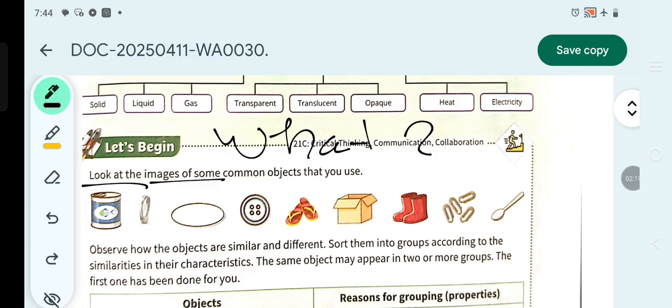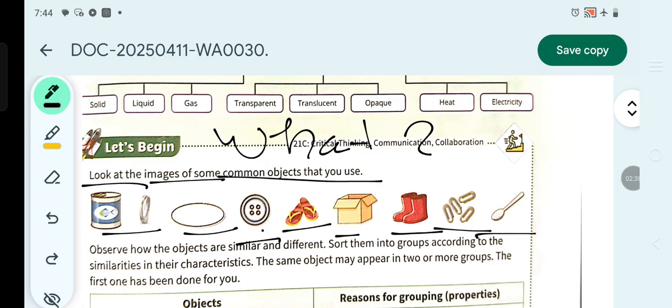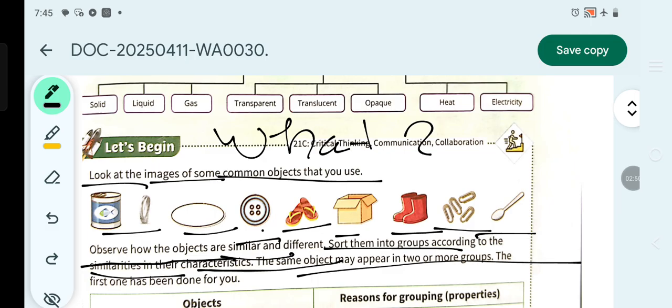Look at the image of some common objects that you use, like a can and some metal things over here, and a button, flip-flops, and a cardboard box, and some gum boots, and paper clips, and a spoon. Observe how the objects are similar and different, and sort them into groups according to their similarities and their characteristics. The same object may appear in two or more groups.